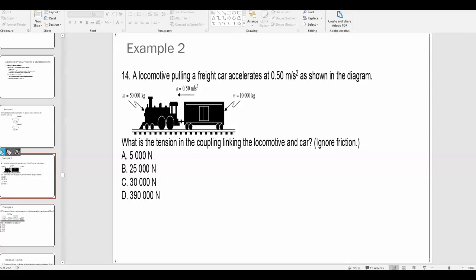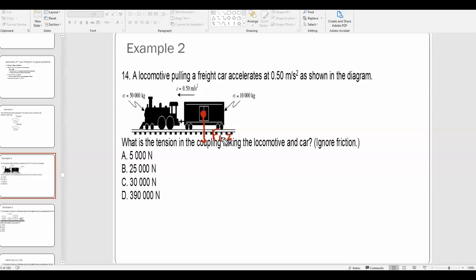I have two objects: the freight car and the locomotive. So I'm going to draw the FBD, and I will do it in a different color because the picture is black. What are the forces acting on the freight car? Well, the freight car has a force of gravity going down. I will call that FG2. I'm just going to call this one mass 2 and this one mass 1 just because this one is first and this one is second. It doesn't really matter what you call it.